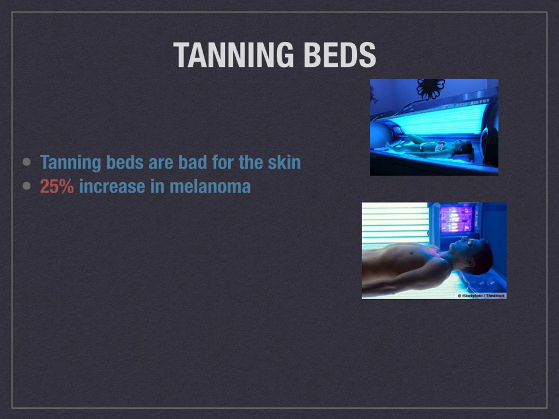According to an editorial that was published in the British Journal of Dermatology, there was a 25% increase in melanoma, which was due to the use of tanning beds. Tanning beds are so bad for your skin due to the UV radiation that is found in indoor tanning devices, which exceed UV radiation levels found in natural sunlight. The amount of radiation that is found in tanning beds is 2 to 3 times the amount of radiation that's found in the sunlight.